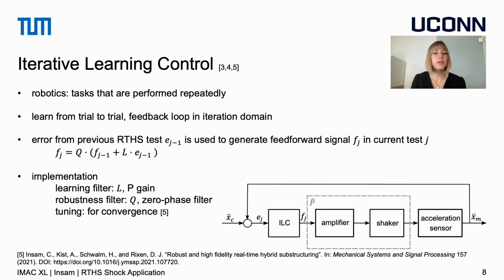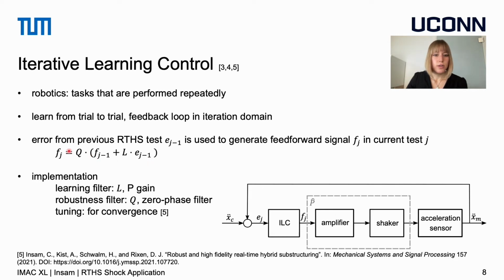We decided to use Iterative Learning Control. This is a control scheme that is used for robotic tasks that are performed repeatedly. If the same task is performed repeatedly and the controller does not change, the same error is made in every iteration. So the idea in Iterative Learning Control is to find a feed-forward signal such that the error decreases from iteration to iteration. The feed-forward signal is generated based on the feed-forward signal from the previous iteration, a learning function L, and the error from the previous iteration.